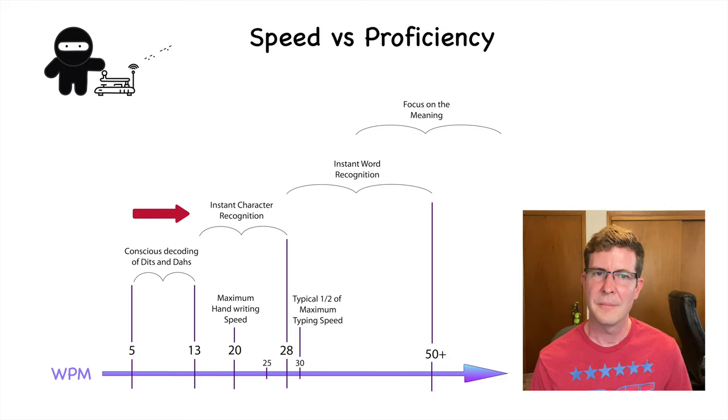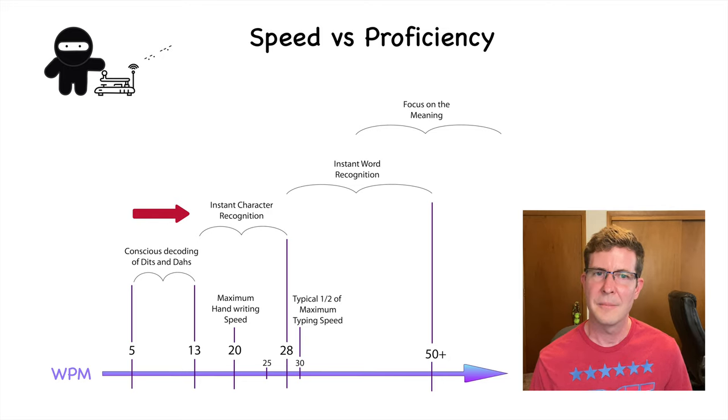And as you can see in this chart, good practice will get you up to that upper limit, somewhere between 25 and 30 words a minute. And I'm referring to sustained copy, not just copying a lone call sign. If you want to go faster, this is where you need to lean in to instant word recognition.